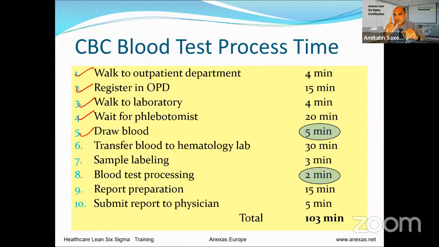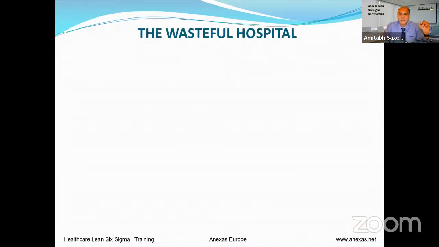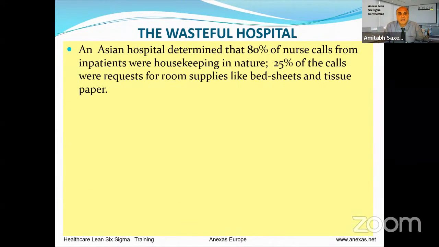So every process has got lots of waste incorporated into it. And these 7 wastes or 8 wastes, as I showed you, are present everywhere in all of your processes. So think of your company, think of your department, think of your organization, and you will get these wastes. Some more examples. In one of the hospitals, 80% of the nurse calls from inpatients were housekeeping in nature. Means what? It is waste of intelligence. The nurses are there to take care of the patients.